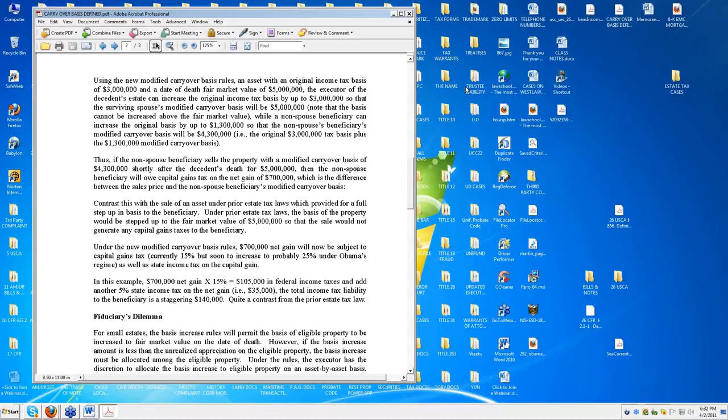Right. In this example, $700,000 net gain times 15% equals $105,000 in federal income taxes, and add another 5% state income tax on the net gain, which is $35,000. The total income tax liability to the beneficiary is a staggering $140,000. Quite a contrast from the prior estate tax law.